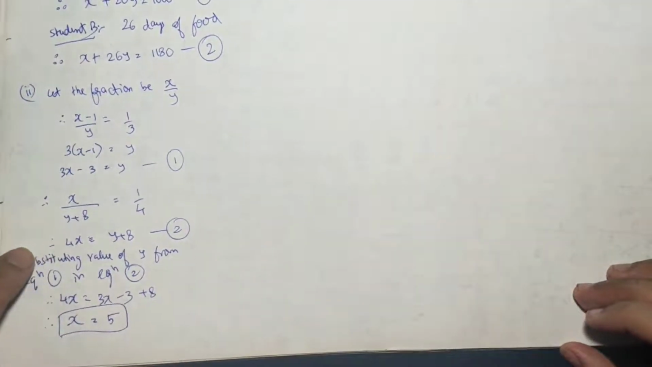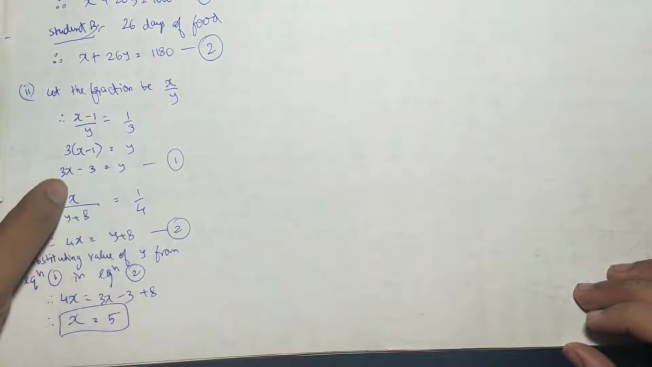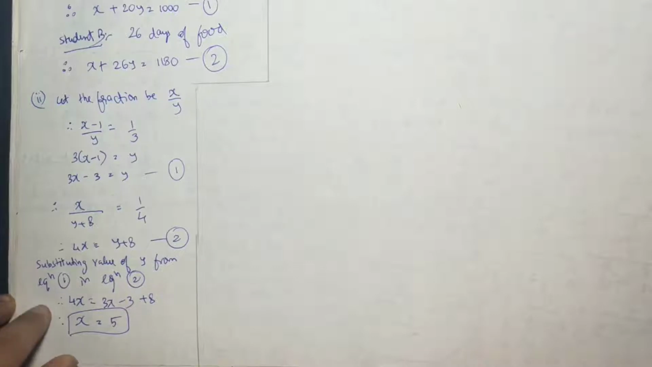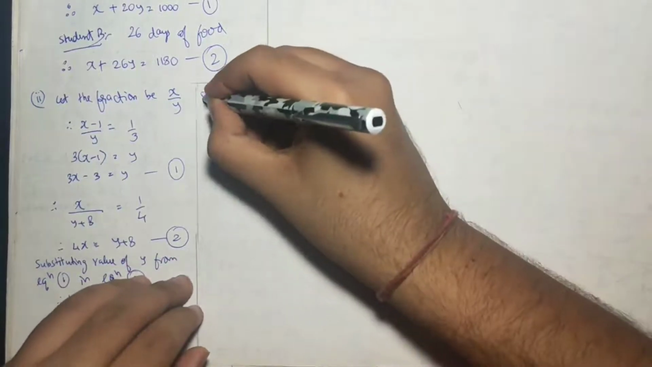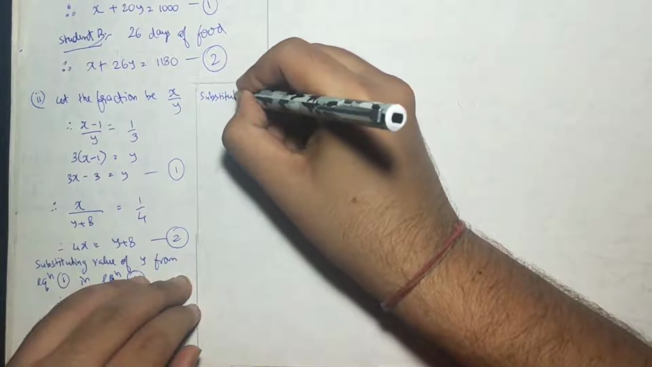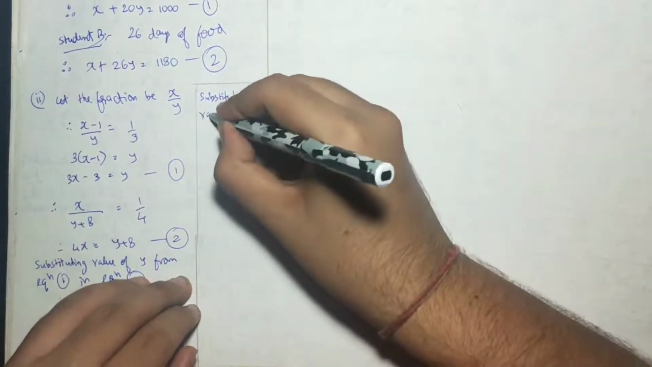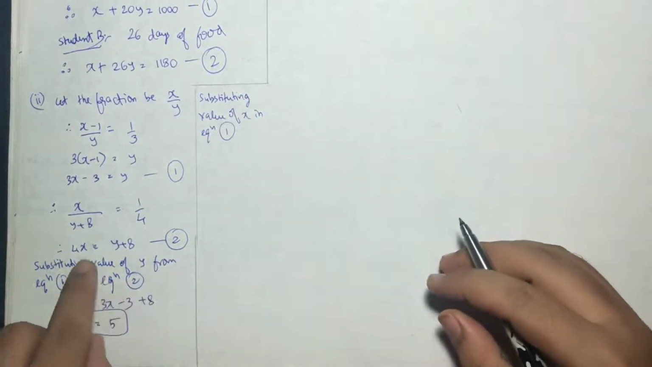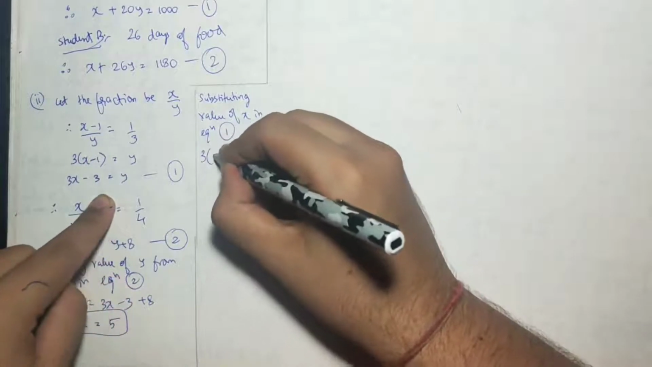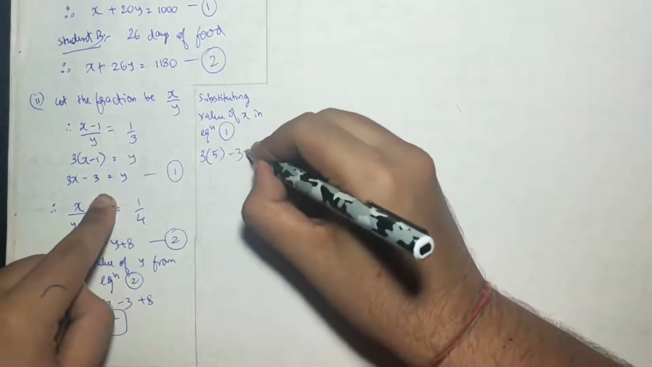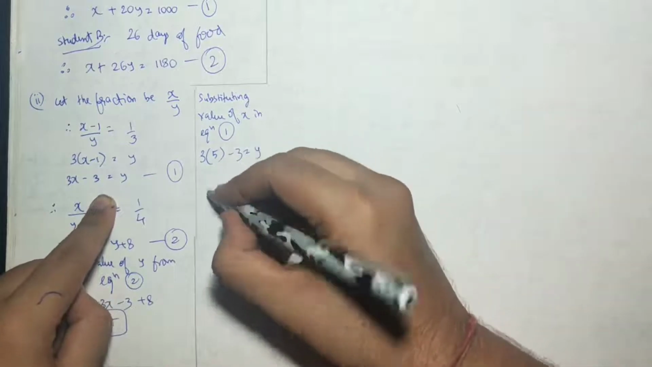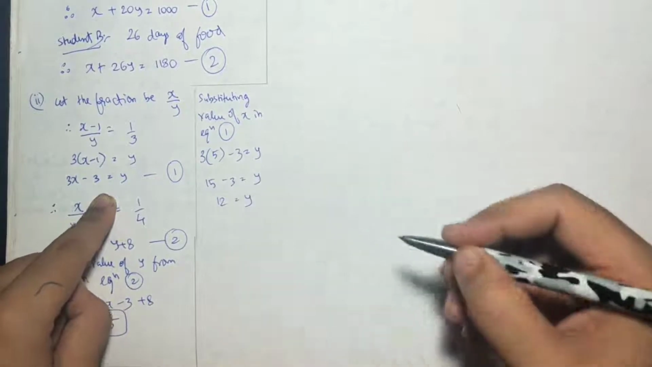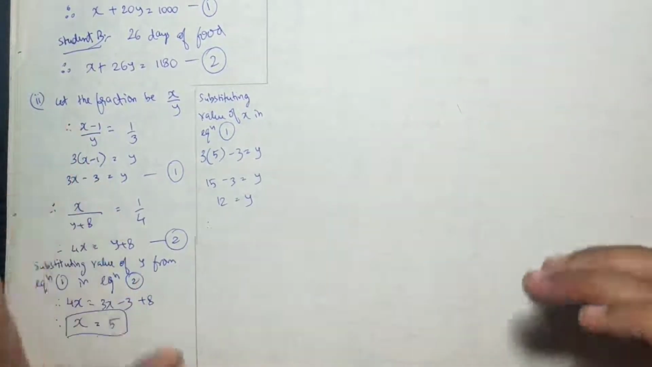Now substitute the value of x as 5 in equation number 1 again. So substituting value of x in equation number 1. Here is my equation number 1. So 3 multiplied by 5 minus 3 equals to y. This is 15 minus 3 equals to y. That is 12 equals to y. See, you got x and y.